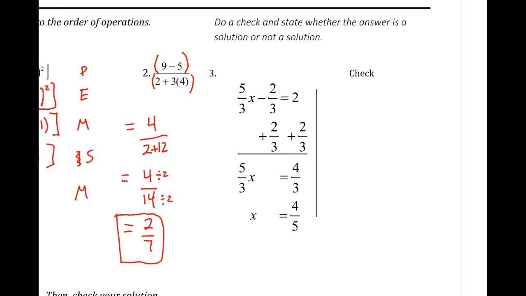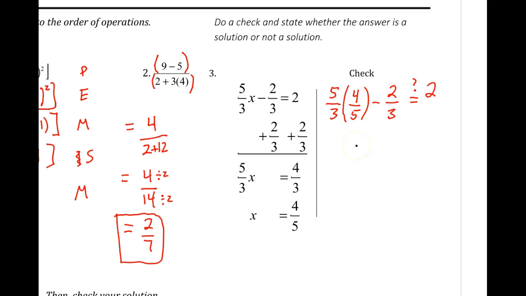Number 3 is this: go ahead and do a check for this problem, see if the solution is a solution or not a solution. So we're going to plug in 4 over 5 back into the original problem. So we got 5 over 3 times 4 over 5 minus 2 over 3, and we're checking to see whether or not this is equal to 2. So if it is equal to 2 on the left side, it will be a solution. 4 over 5 is a solution.